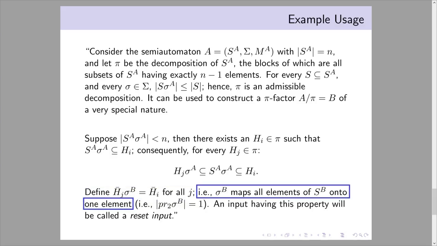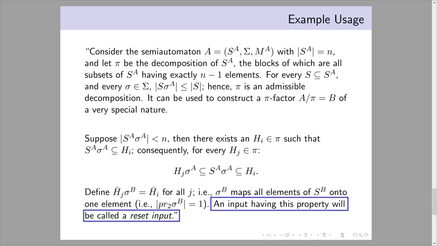That is, sigma_B, the function of reading the character sigma on the states of our automaton B, is going to map all of the elements of the state set for B onto one element. It's going to be a constant function, which we can also say as the size of the projection of this function onto the second coordinate, if, again, we're thinking like a set theorist, that this function is a set of possible pairs, if the set of possible output values is of size 1. An input having this property of being constant will be called a reset input.